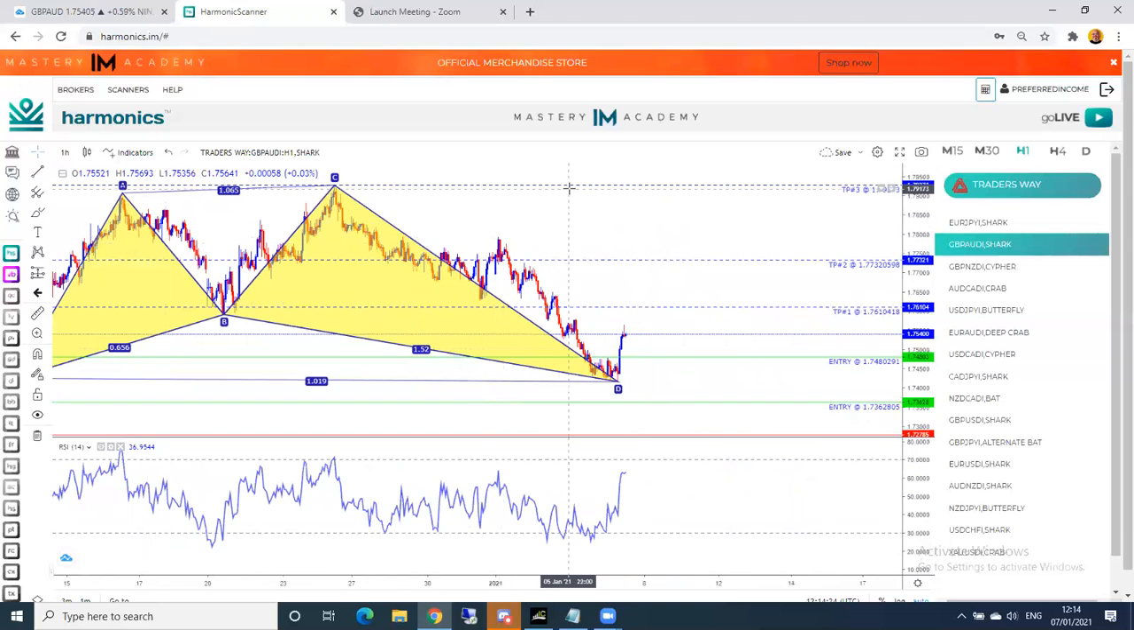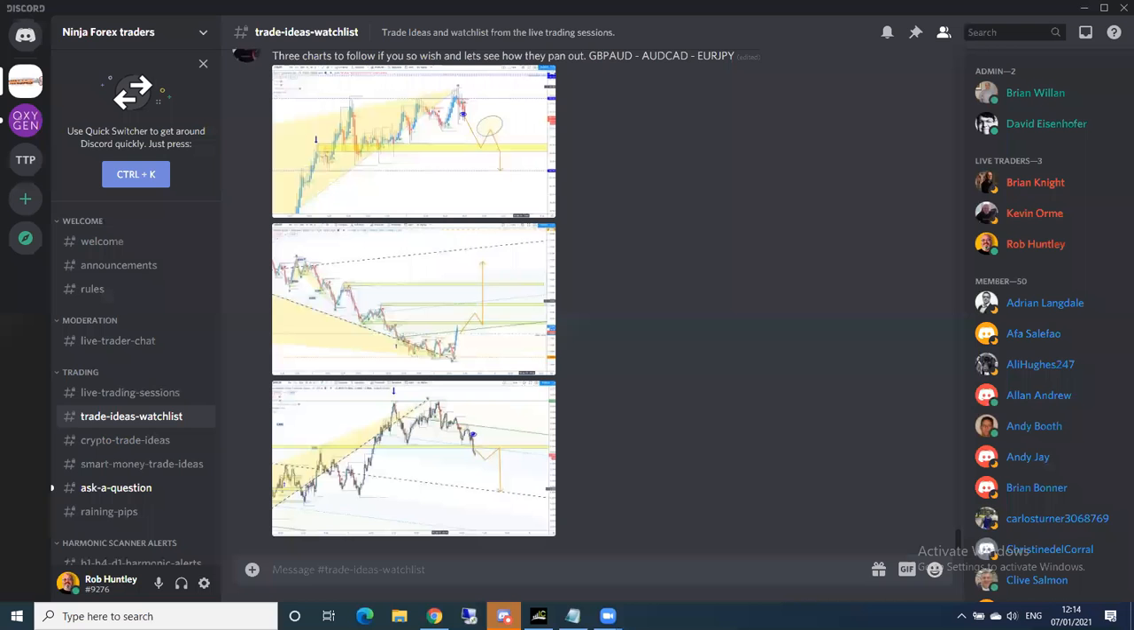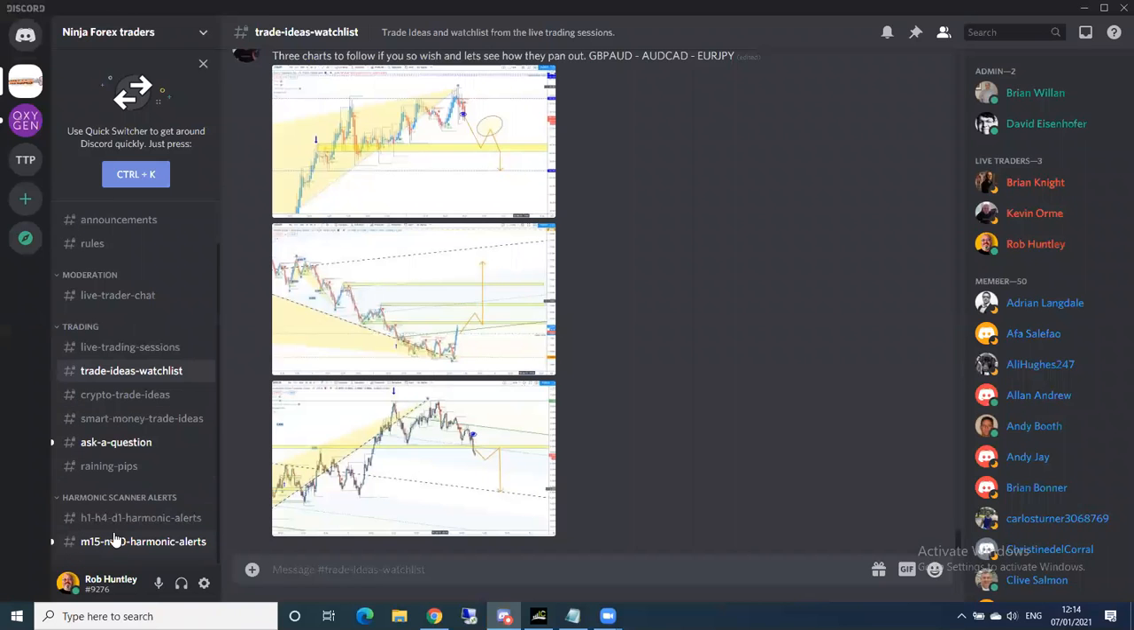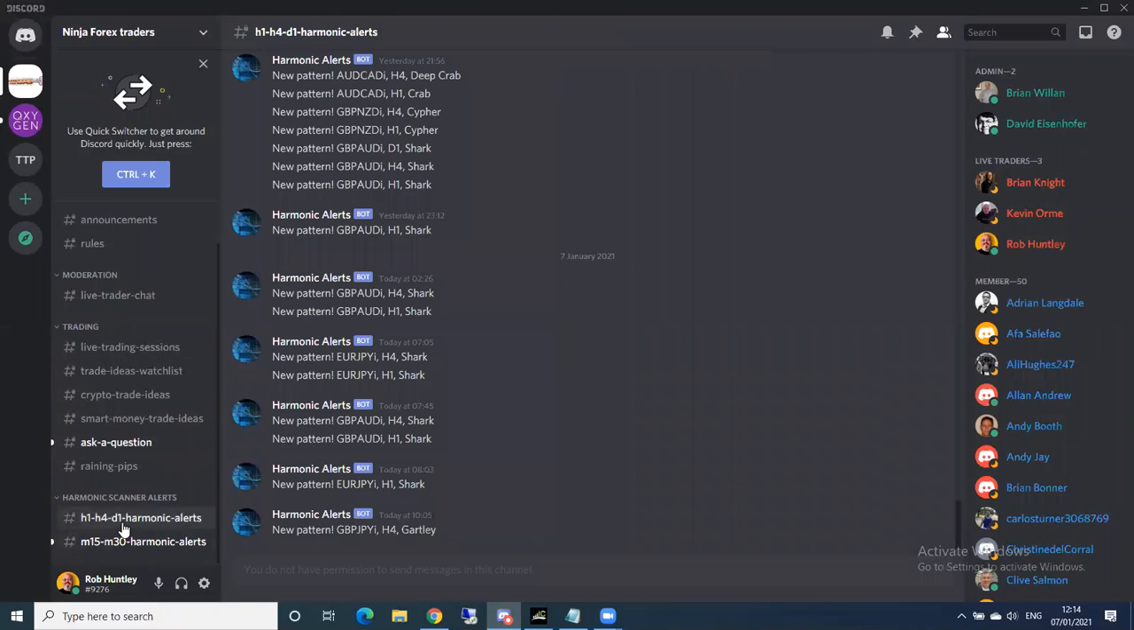But what's also great about the Ninja Forex Traders is we've got one of our members who has programmed this beautiful feature in our Discord channel, which pings out alerts of when there's a new pattern, so you don't have to keep looking at this all the time. So you can see here today at 7:45, it said new pattern, pound Australian dollar, 4 hour shark, and one on the hour shark. 7:45 this morning. Remember that time, 7:45.